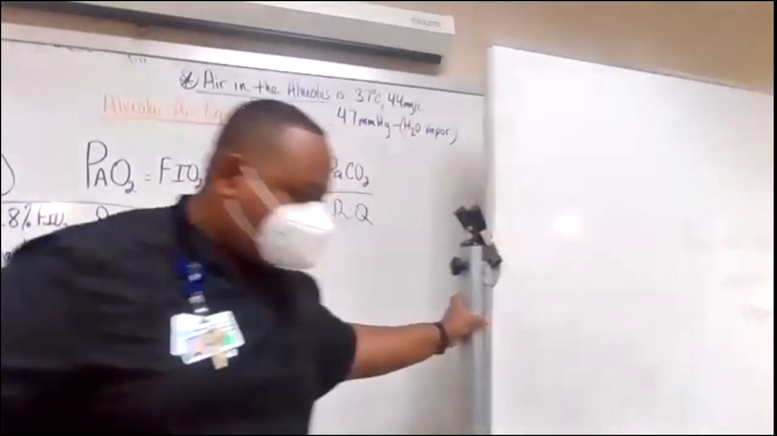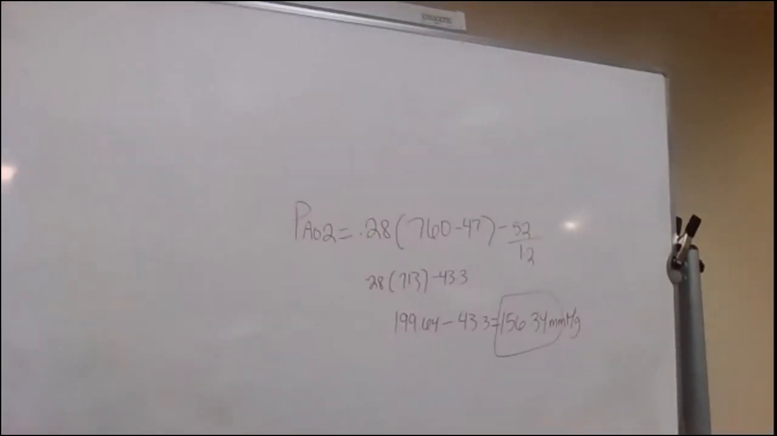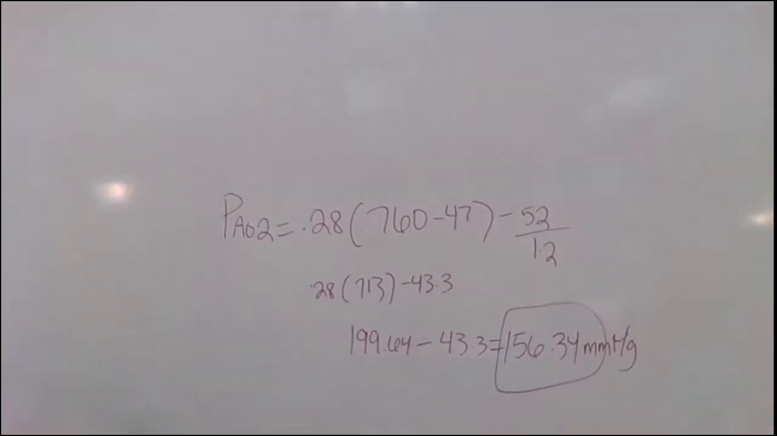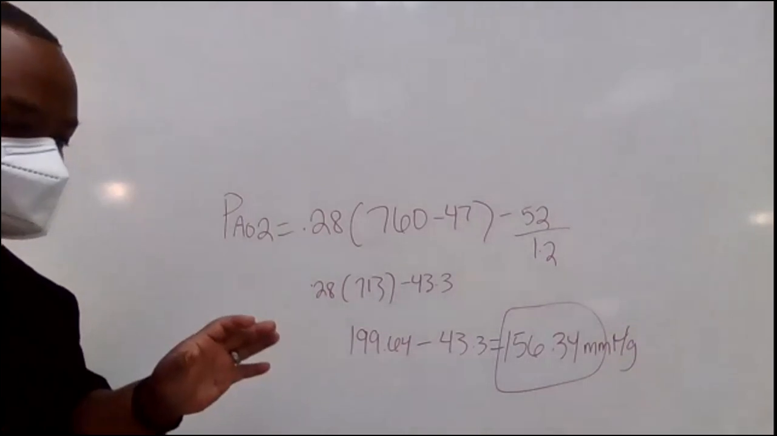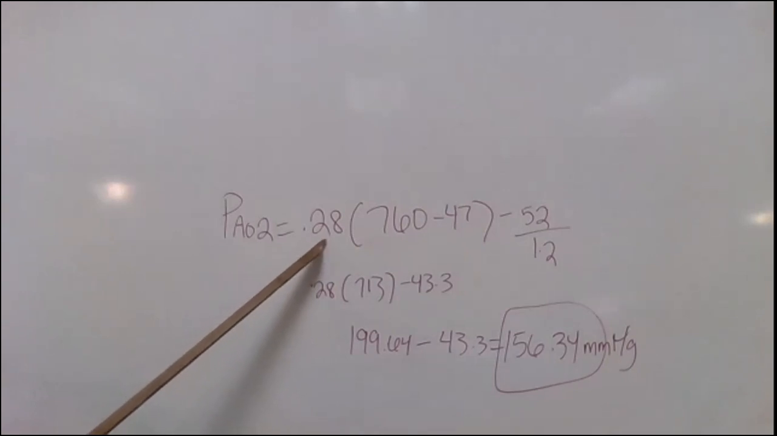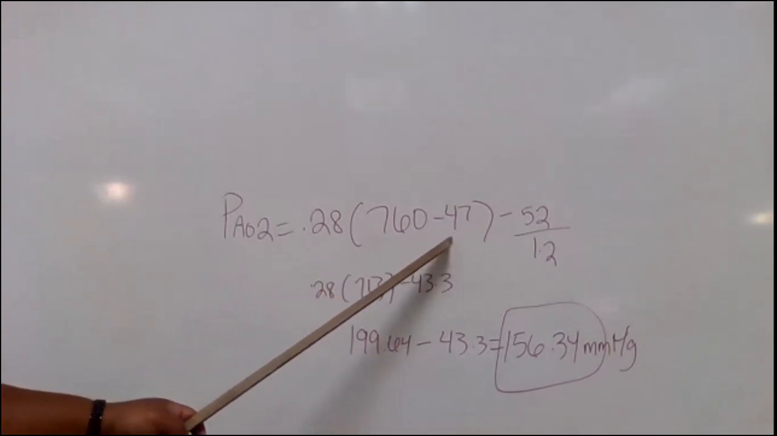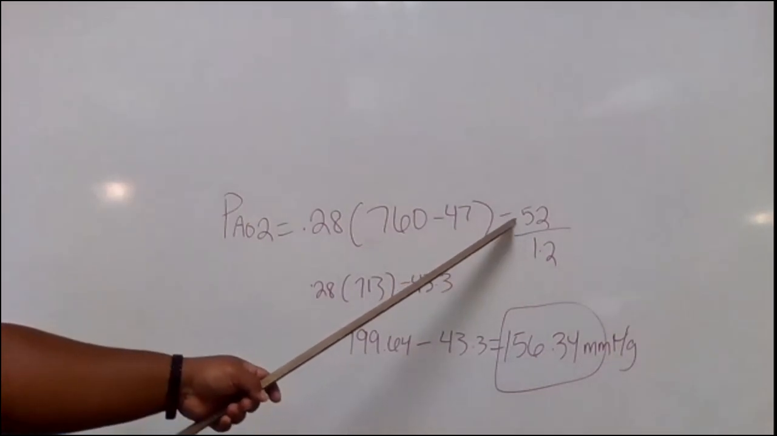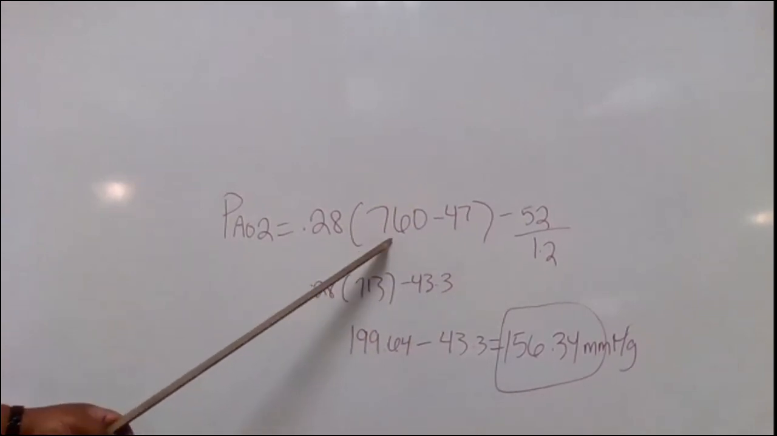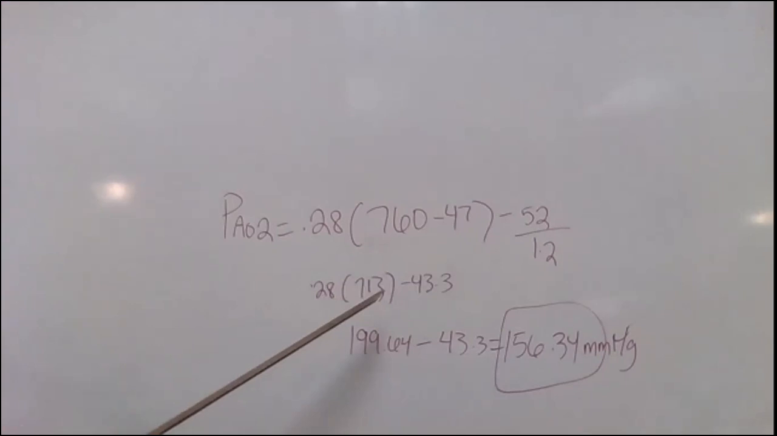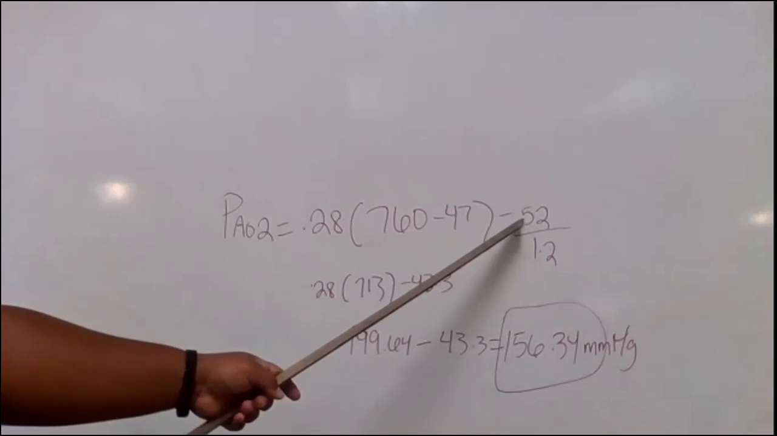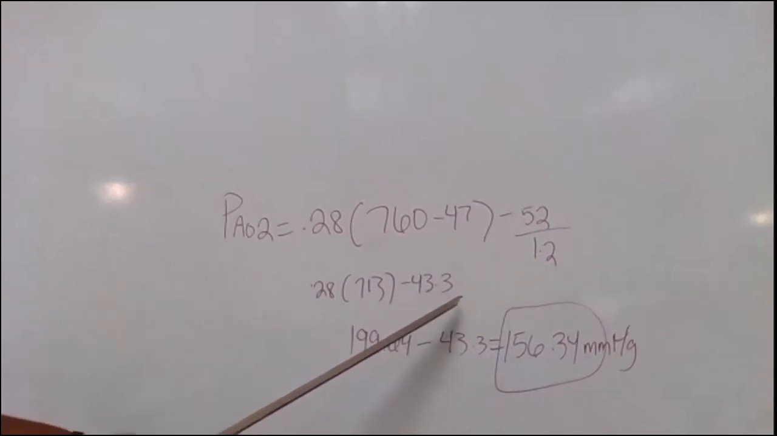So here's his work. All right. The answer should be 156 millimeters of mercury. You might have got a point something or whatever. That's fine. But this is what he did. He said he was on 28%, so it's 0.28 times 760 minus 47 minus PCO2 of 52 divided by a respiratory quotient of 1.2. He came down, did what's in parentheses first. 760 minus 47 is 713. Brought down his 28 and then went ahead and did the division. 52 divided by 1.2 is 43.3.